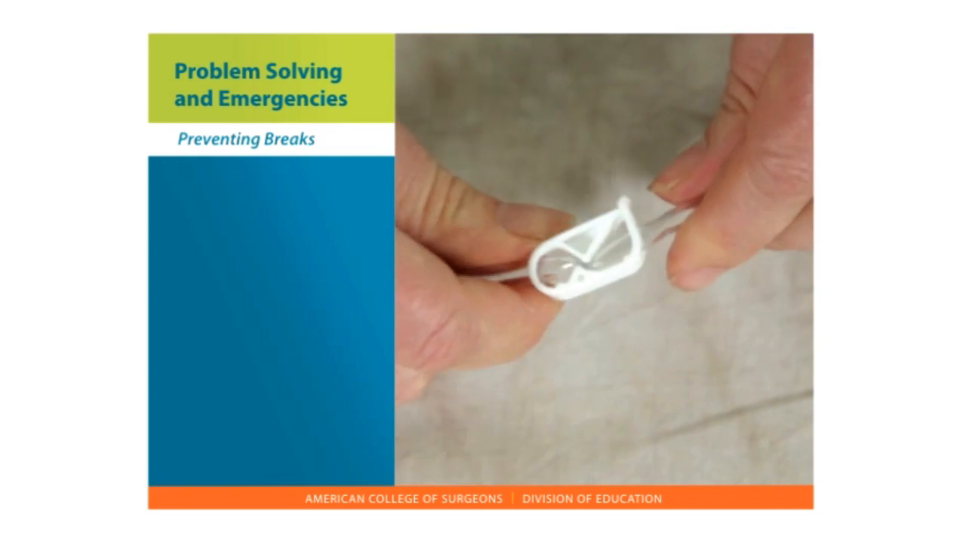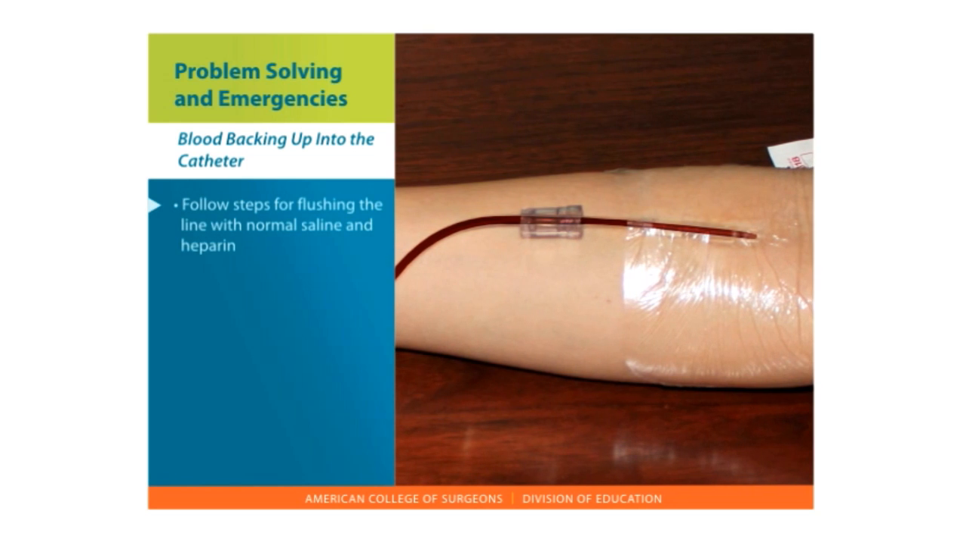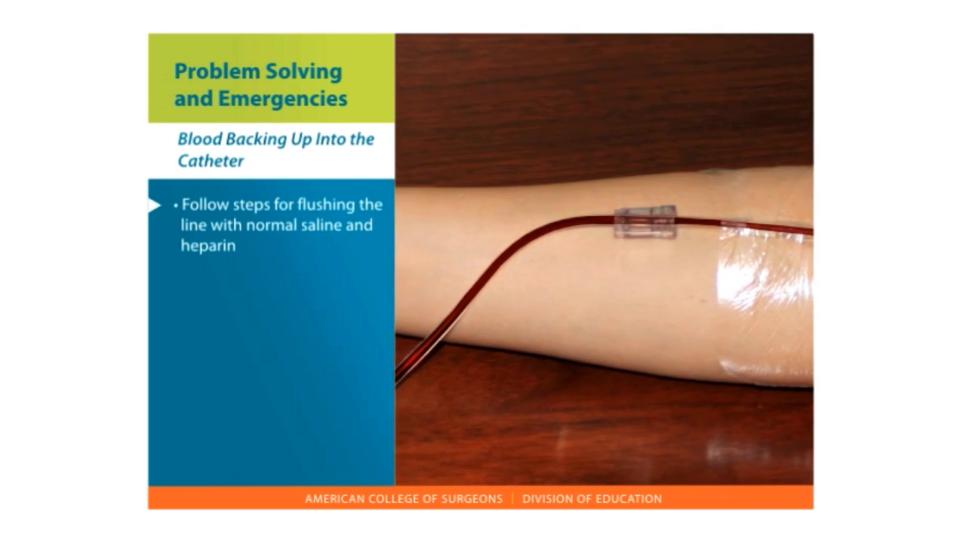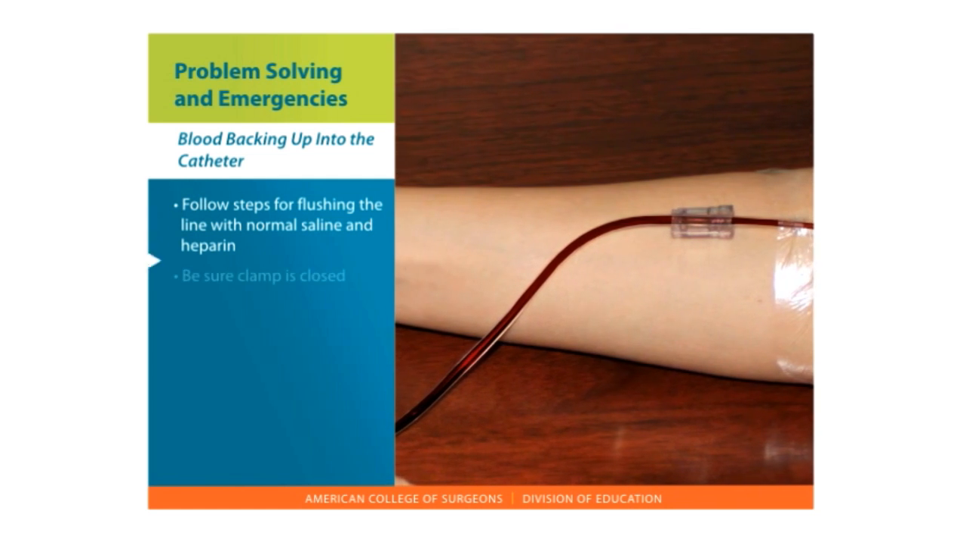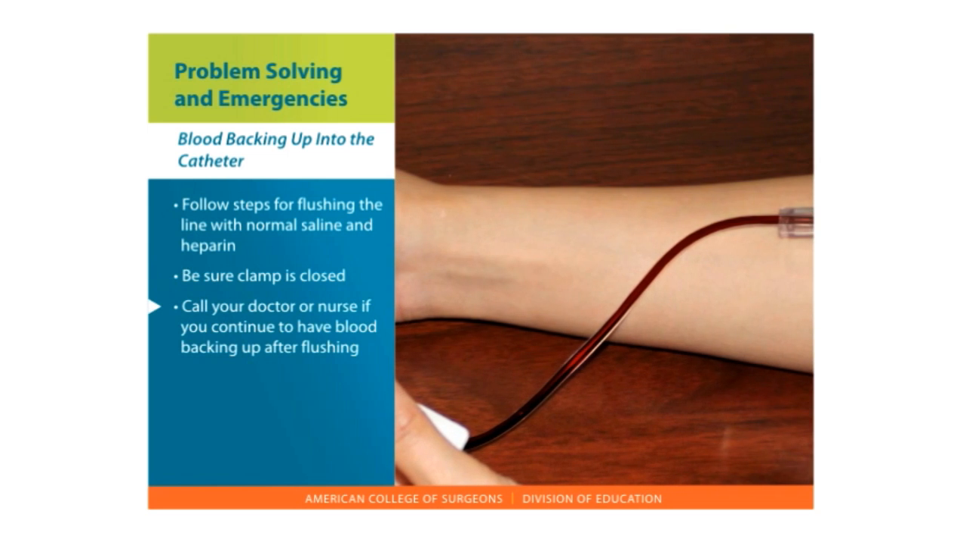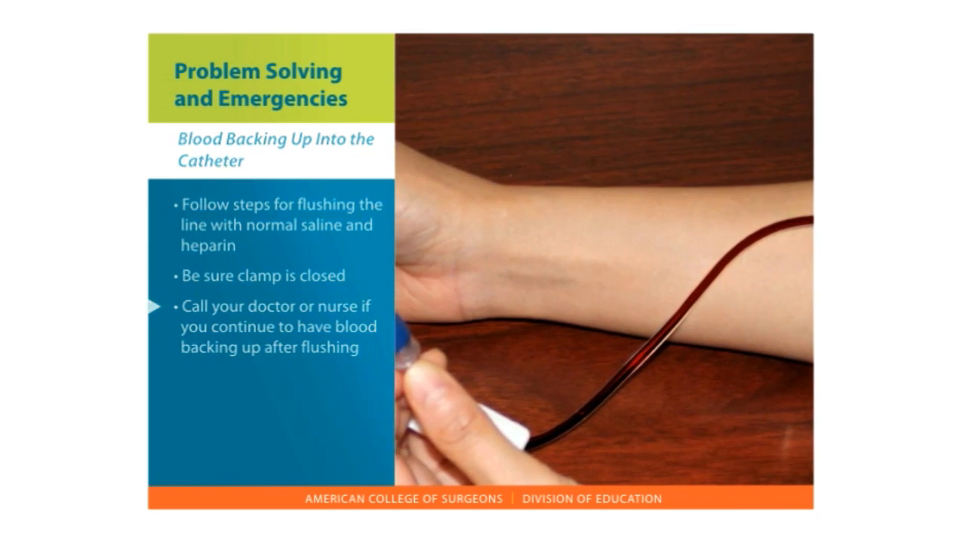Other problems include blood backing up into the catheter. If you see blood in the line, follow the steps for flushing the line with normal saline and heparin, if required. If your line has a clamp, be sure it is closed. Call your doctor or nurse if you continue to have blood backing up after flushing.